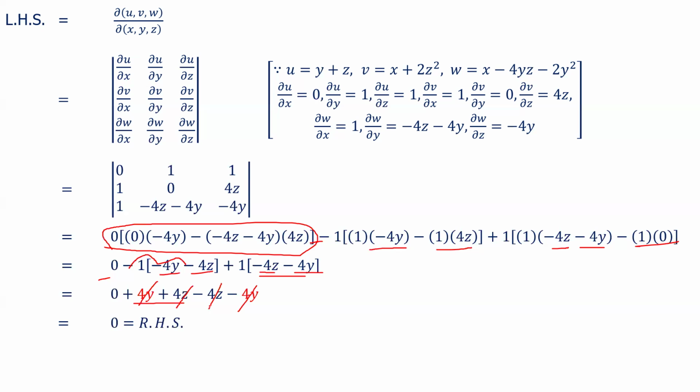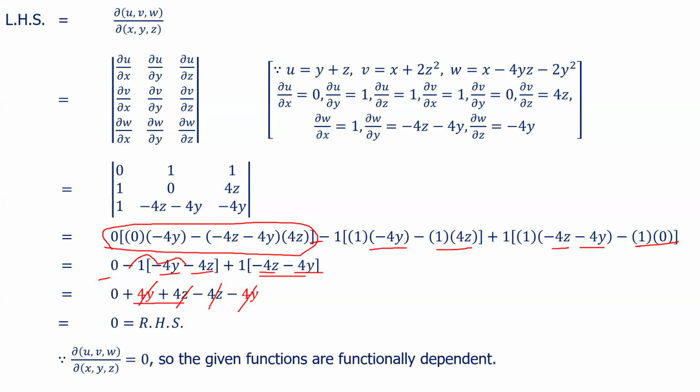And this proves that since the Jacobian of u, v, w with respect to x, y, z is zero, the given functions are functionally dependent. Thank you.